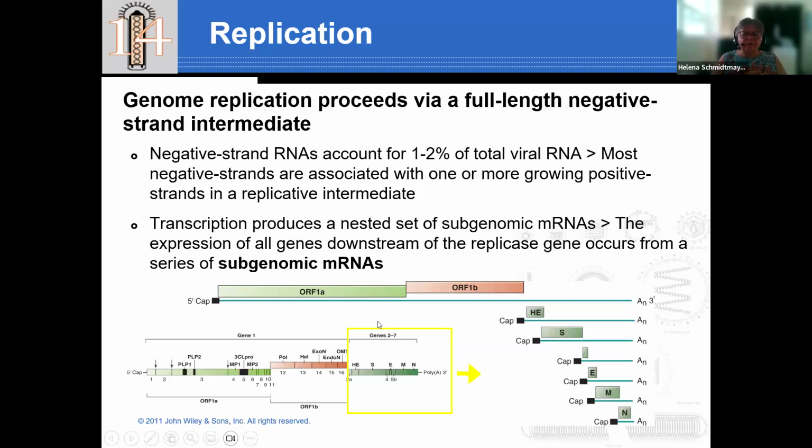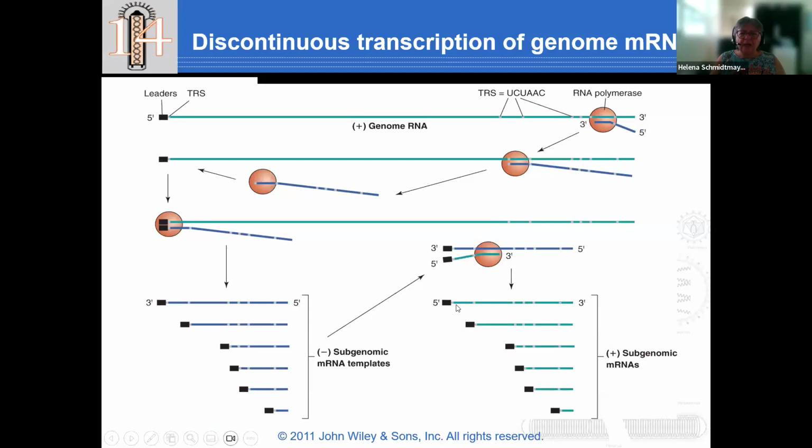Now, genome replication proceeds via a full-length negative strand intermediate. You recall plus RNA is transcribed into minus RNA, and minus RNA afterwards serves as a template for synthesis of genomic RNA. Viral proteins are synthesized from subgenomic mRNA, and the subgenomic mRNA forms a cluster of mRNAs of different lengths, but with the same 5' end. And we will come to it. How does it happen?